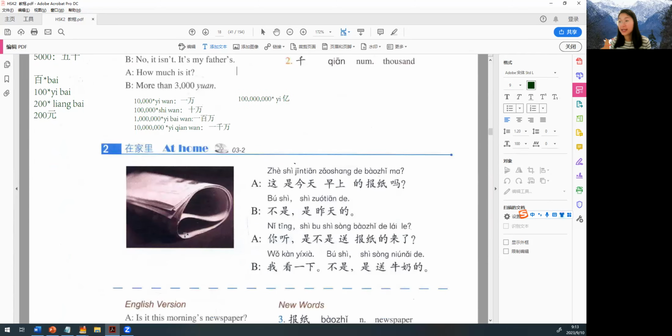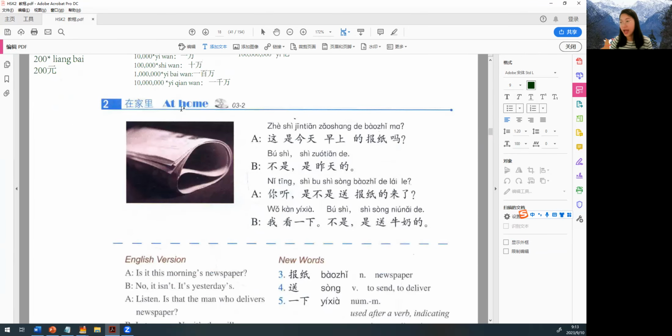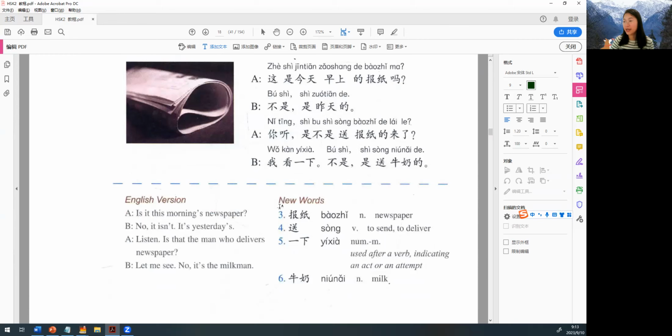All right, so let's take a look at text number 2 at home. Let's practice the new words first. 报纸，报纸。Follow me, all right? 送 means to send, deliver.